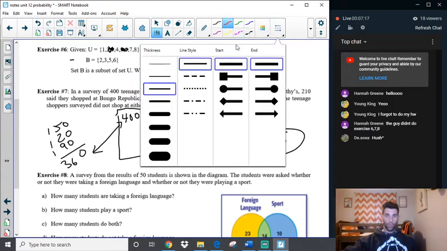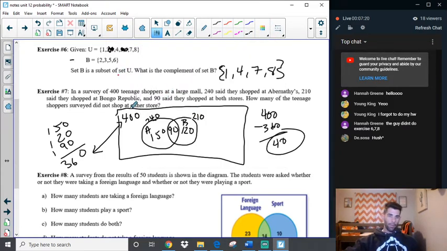just to show you again where these numbers came from if you missed it, 400 is your total. Okay, the 90 is what shops at both of the stores. So when they told you that 210 were shopping at Bongo Republic, that doesn't mean that they only shopped at Bongo Republic. That means that some of that 210 could have also been shopping at that other store. So what you do is you subtract the intersection number, and then this shows you exactly how many are only at Bongo. This one shows you how many are only at this store that I have no idea what it's called. And that's where those numbers came from.